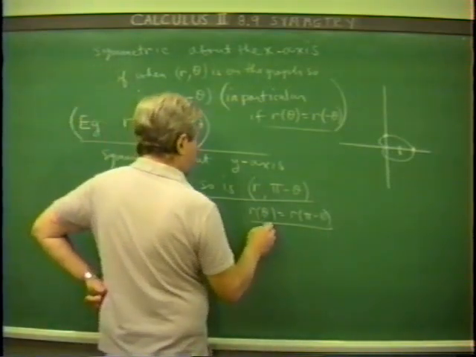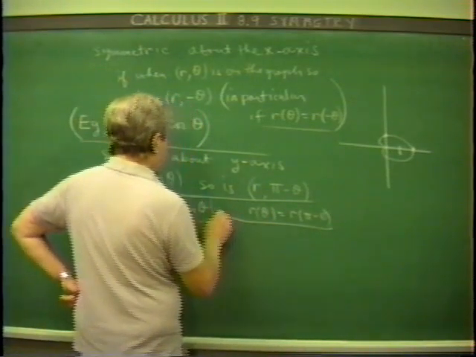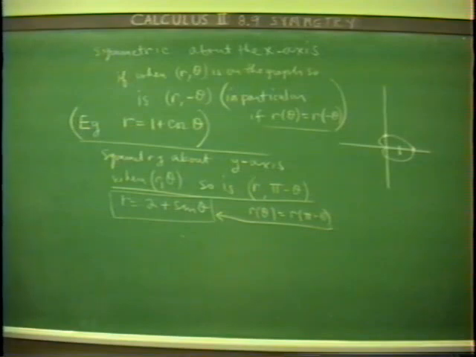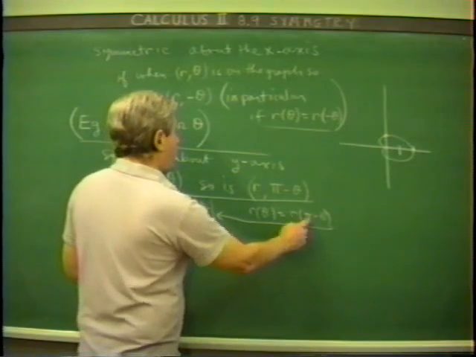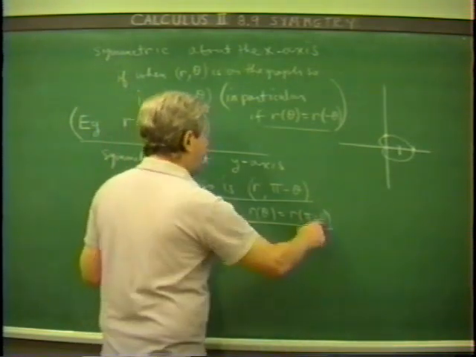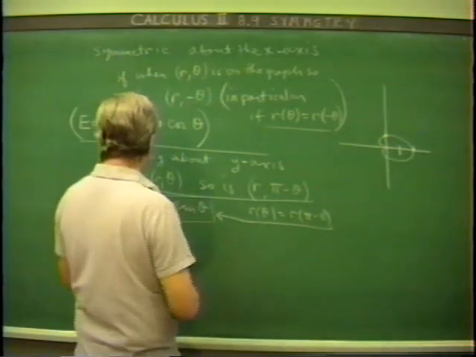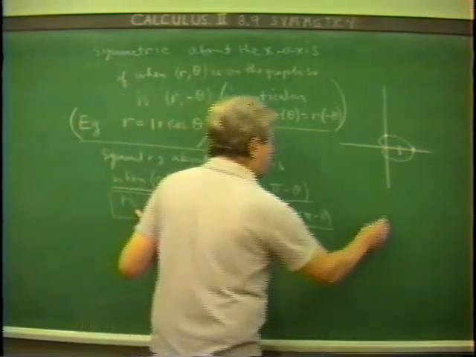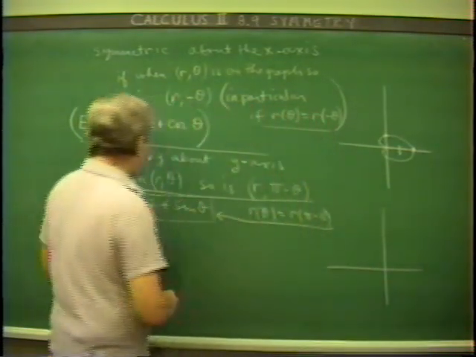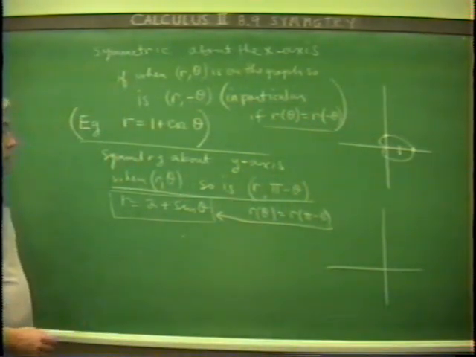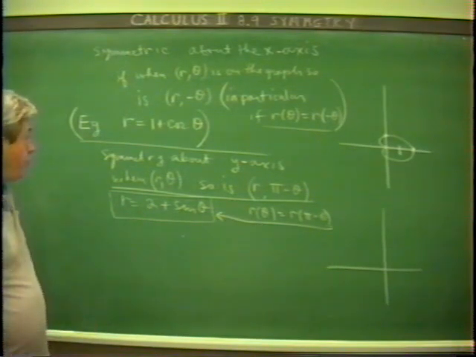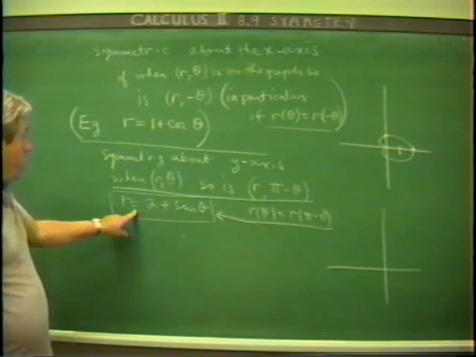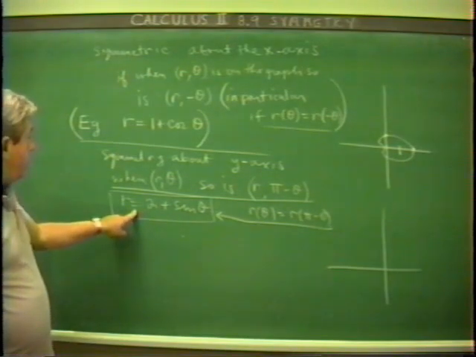This is the condition that's necessary. If this point's on the graph and this one is, then the graph is symmetrical. Right? Here is an example where whenever r, theta is on the graph, r of pi minus theta is the same point. The value of r at pi minus theta is the same, and so consequently r equals 2 plus sine theta is going to be symmetric about the y-axis. Right?